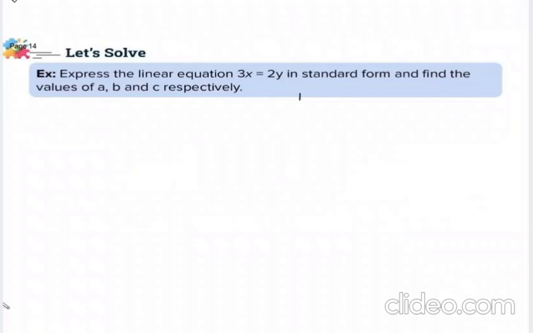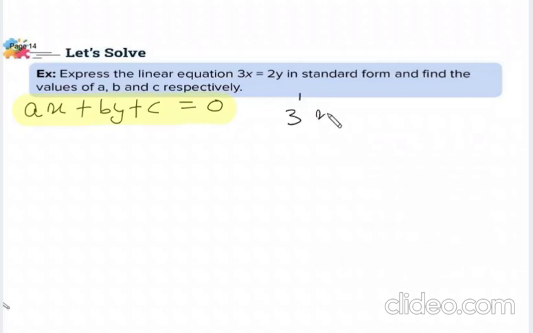I taught you that when I talk about a linear equation in two variables, it has a standard form as ax + by + c = 0. That is my standard form of linear equations in two variables. Now what we have here is 3x = 2y. It should be ax + by + c. Now how do I frame it?